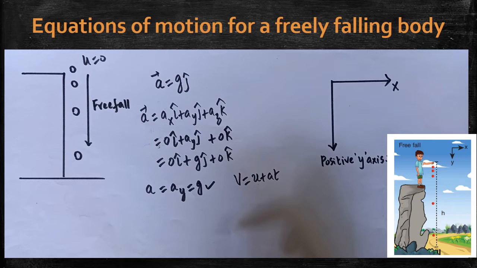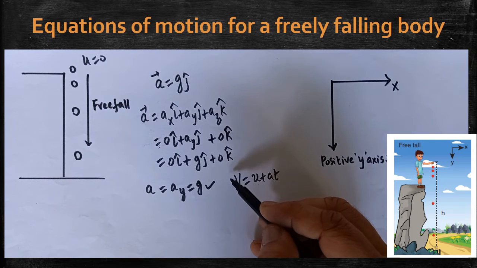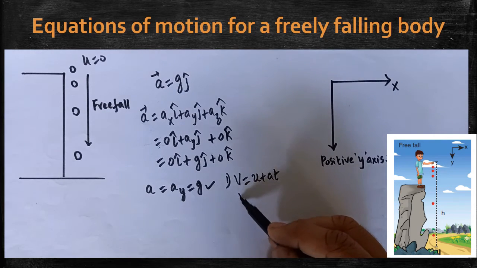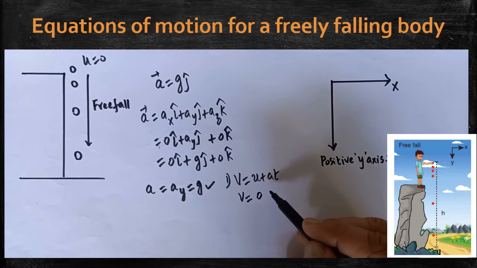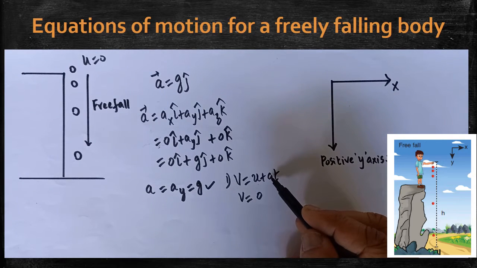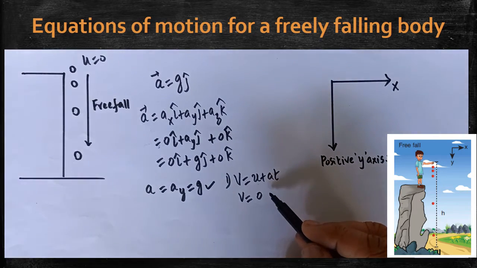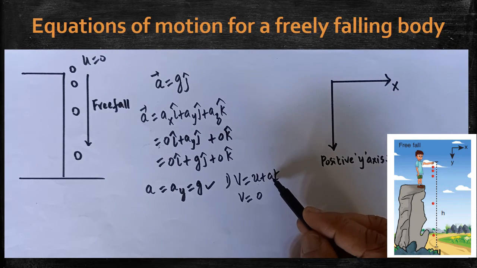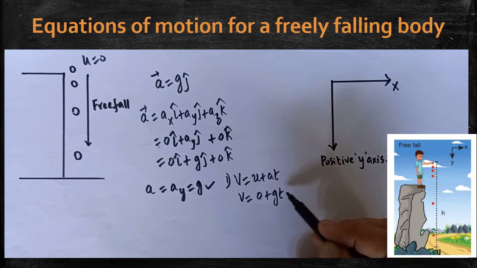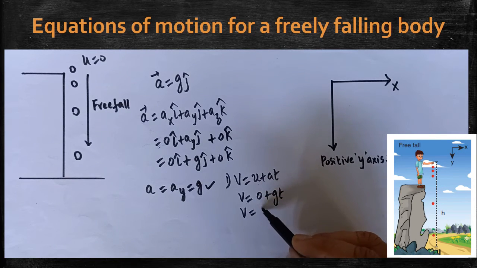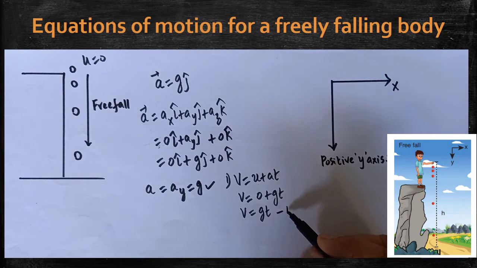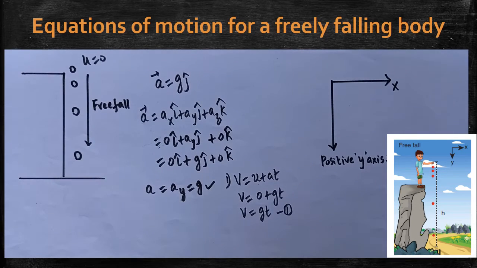Now I am going to write the first equation of motion for the free falling body. v is equal to, substitute 0 for u, and instead of a, g can be written. Are you clear? That acceleration is purely due to gravity, no? Therefore, v is equal to gt. This is the first equation of motion for the free falling body. Understood?